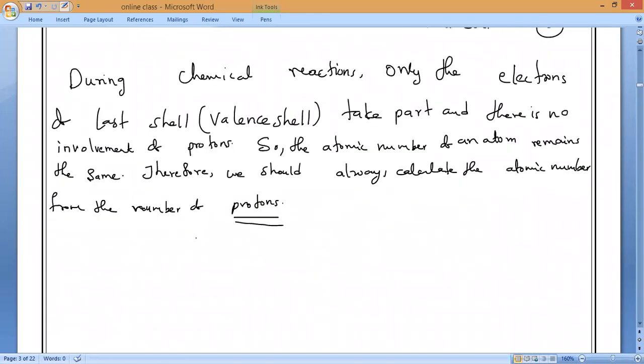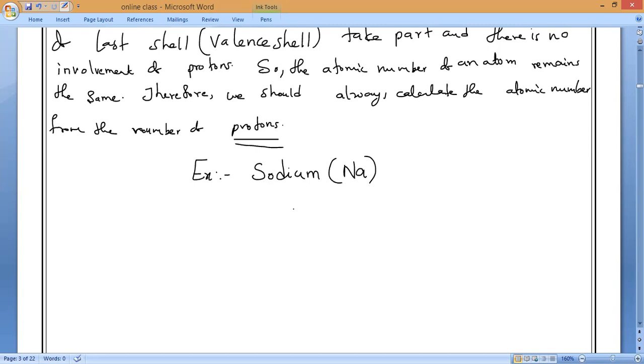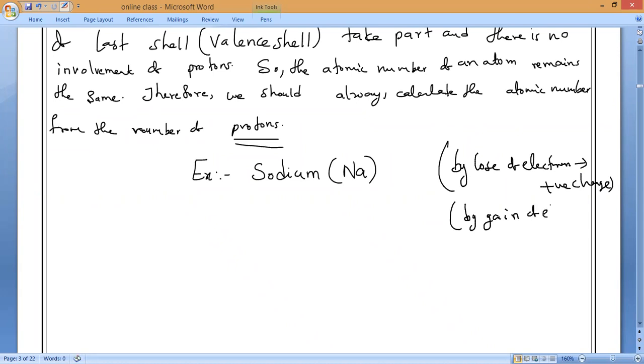Now let us take examples so that you will understand. For example, consider the chemical reaction of sodium. Can you tell me the sodium symbol? Na. Now if sodium loses one electron from its valence shell, it acquires a positive charge. Remember, by loss of electrons, atoms acquire positive charge, and by gain of electrons, they acquire negative charge.